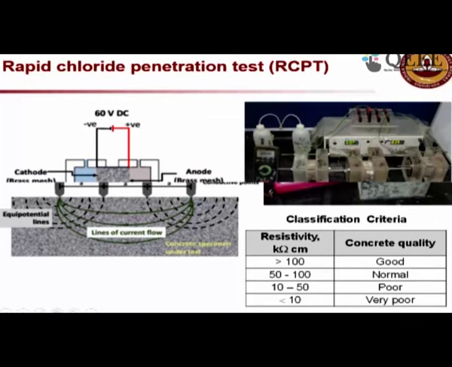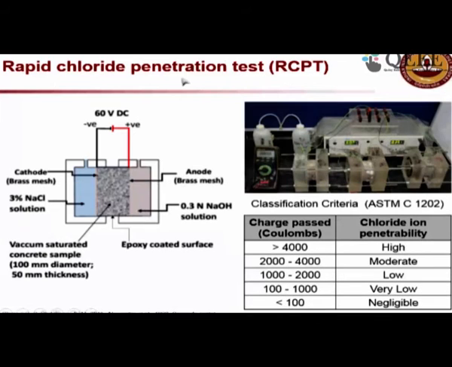And another test is the rapid chloride penetration test, where you can see the charge passed and how the chloride penetrability is rated. What you do is you take a concrete cylinder and try to pass current through this concrete. On the left side you see a cell, on the right side also you see a cell, and this concrete is sandwiched in between. This is the real picture. This is one cell for sodium hydroxide and the other cell for sodium chloride. Here you have the concrete cylinder.